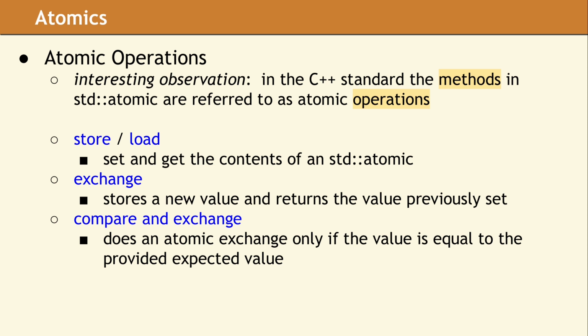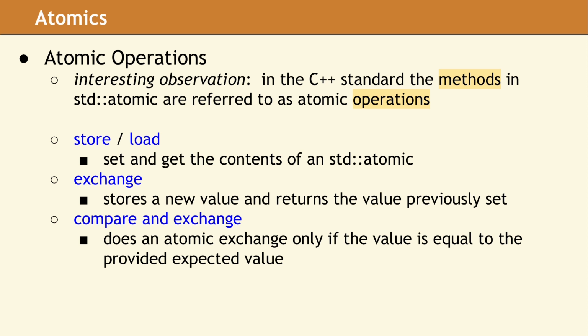The first 2 are the store and load operations. As the name implies, the store operation stores a new value in the atomic, which replaces the prior value. The load operation retrieves the current value from the atomic. The exchange operation stores a new value and returns what had been in the atomic as one single process. It is typically used to swap the value of some local variable with the atomic value.